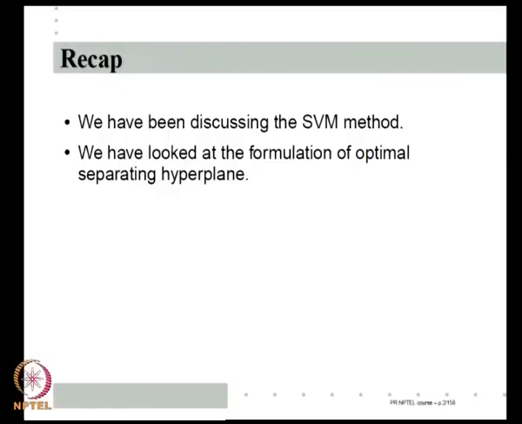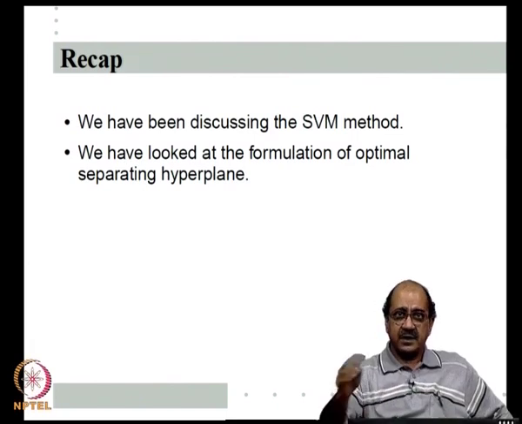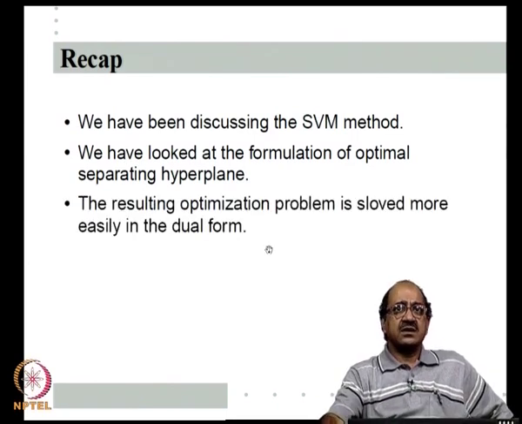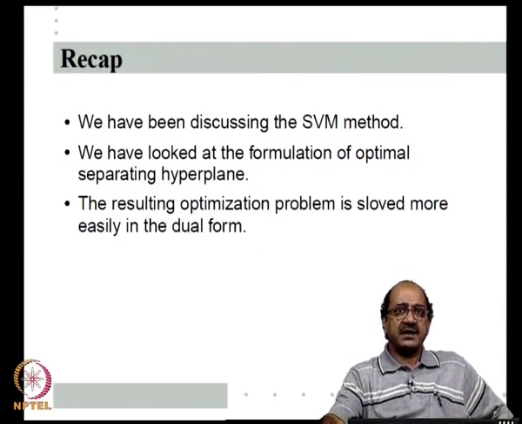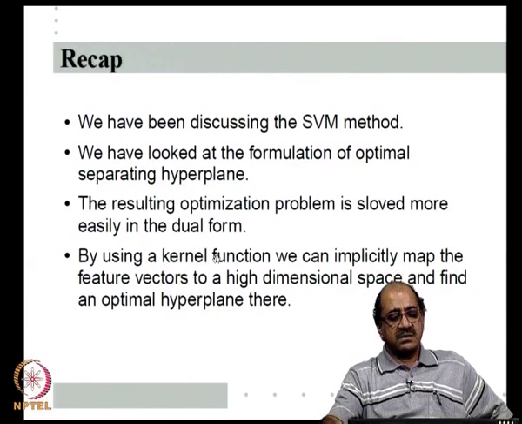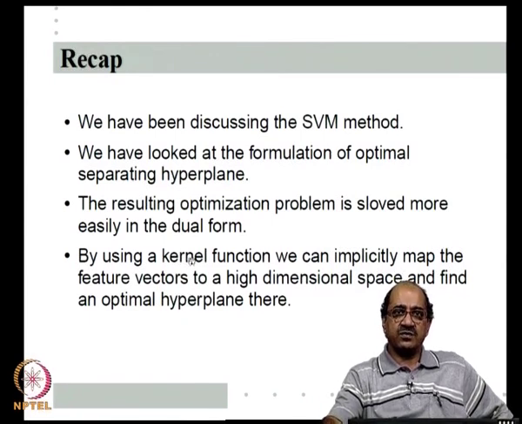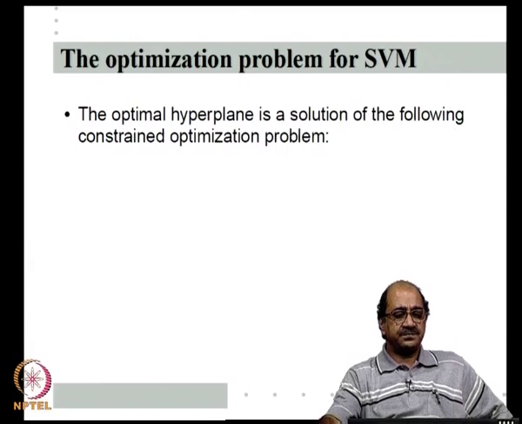So, to recap, we have been discussing the support vector machine. Basically, it amounts to formulation of an optimal separating hyperplane problem. We have seen how to define an optimal separating hyperplane and generate an optimization problem whose solution is the optimal separating hyperplane. And we have seen that this problem is solved more easily in the dual form, and by using a kernel function, we can implicitly map the feature vectors to a higher dimensional space and then find an optimal hyperplane there. This has been the overview of support vector machine so far. I will quickly recap this before going forward.